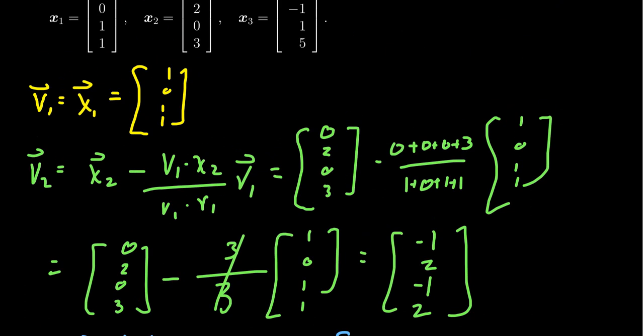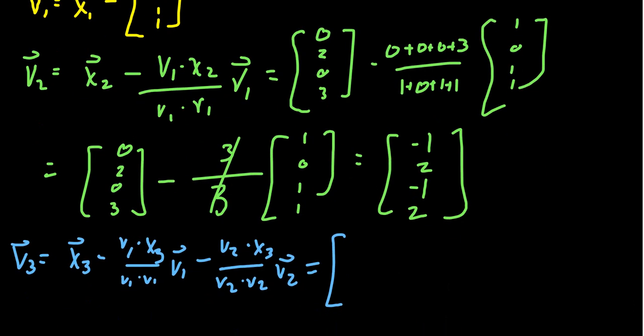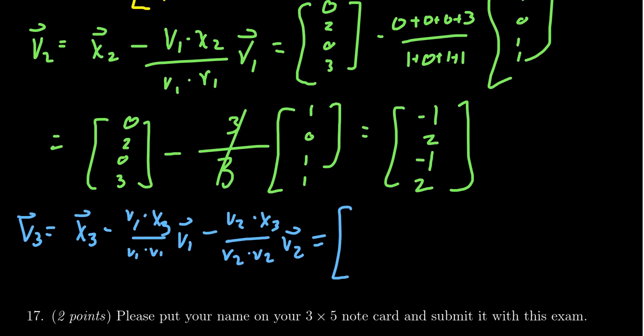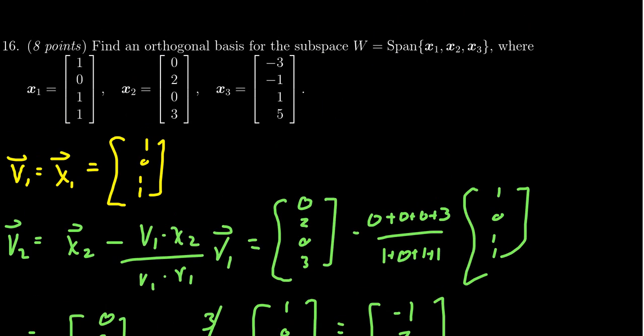x3, like we saw previously, is negative 3, negative 1, 1, and 5. So we record that down. Then we have to subtract from that v1 dot x3, where v1, remember, was just x1. So we take the dot product of v1 and x3. That calculation gives us negative 3 plus 0 plus 1 plus 5, which should just equal 3. I'm going to record that down below.